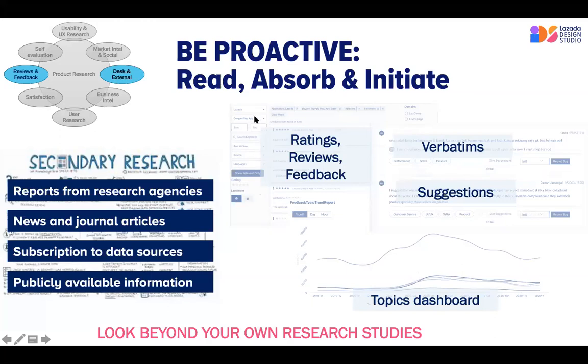So anyone who wants to can see the dashboards, and then there are all the details as to which app version the person is using, in case we find that there is a certain issue coming up which is technology related, or not really product related, but maybe with the network or some app version. Then we can fix that as well. So all this is proactively read, absorbed, and then we initiate research.